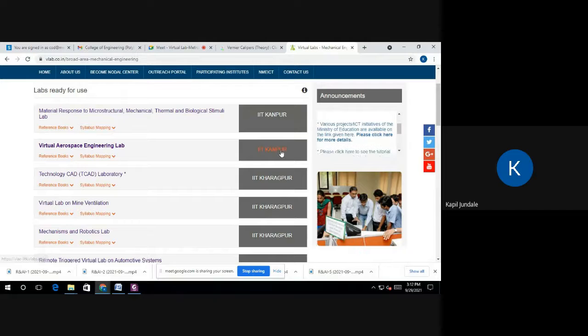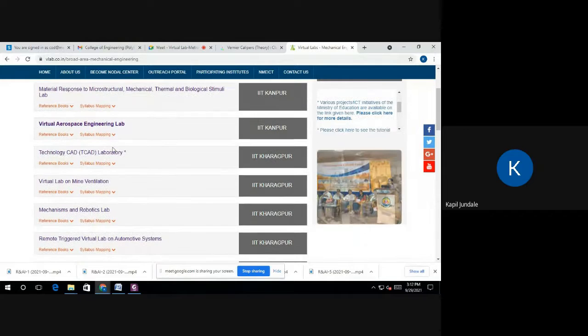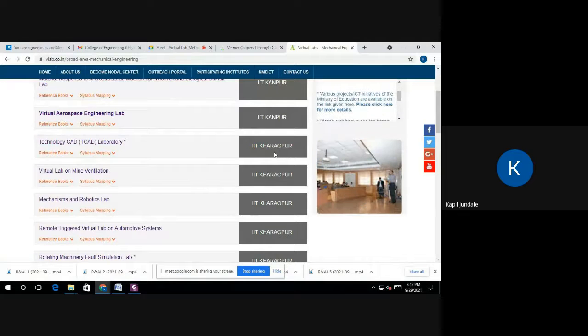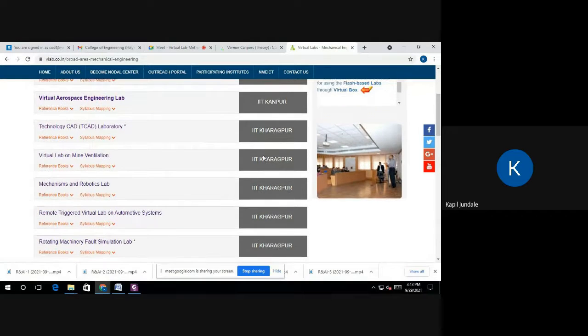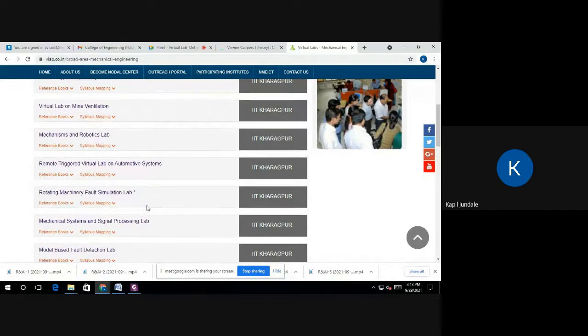Again IIT Kanpur has developed a virtual aerospace engineering lab. Next one is the technology CAD laboratory, again developed by IIT Kharagpur. Similarly you can find mechanical engineering related laboratories.